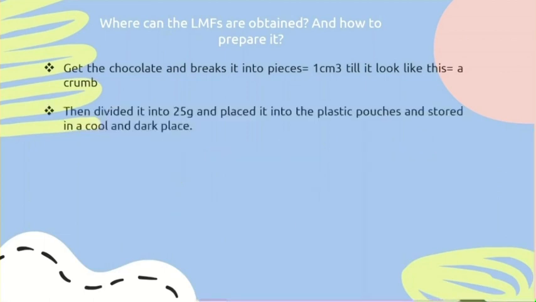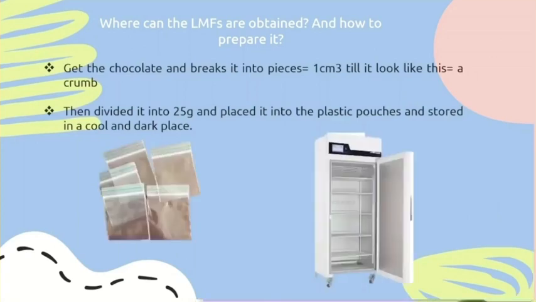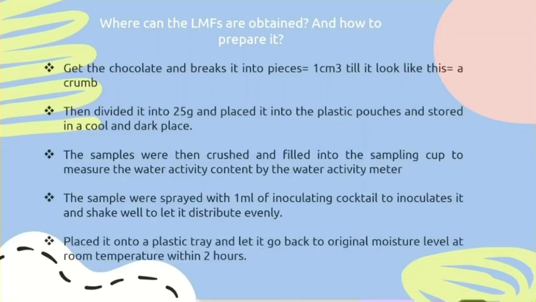Take the chocolate and break it into pieces, and it should look like a crumb. Divide it into 25 grams and place it into plastic pouches and store it in a cold and dark place. The sample will then be placed onto a plastic tray and should be let go back to original moisture level at room temperature for 2 hours.